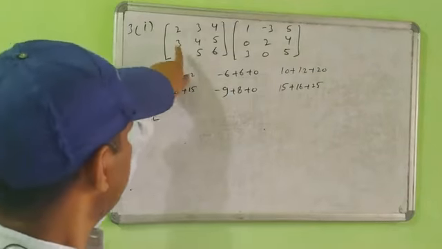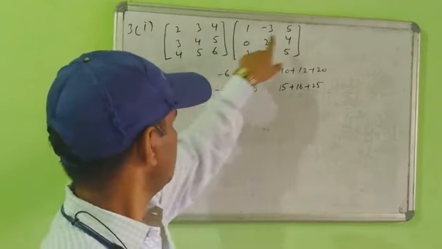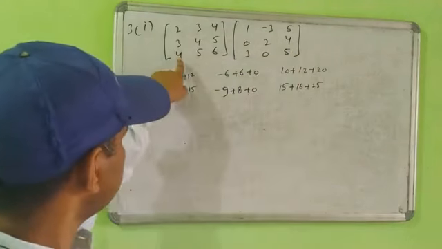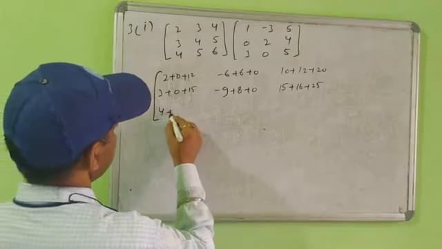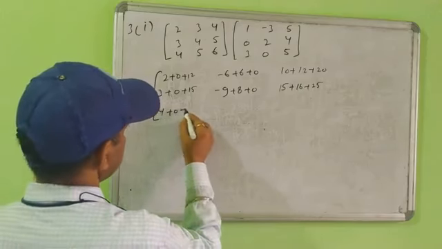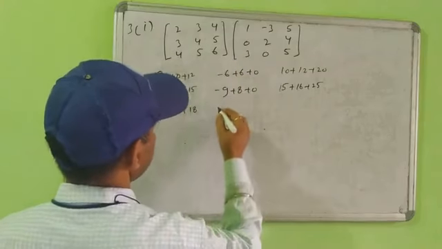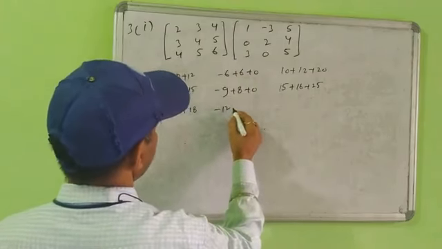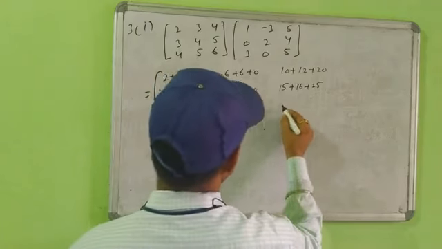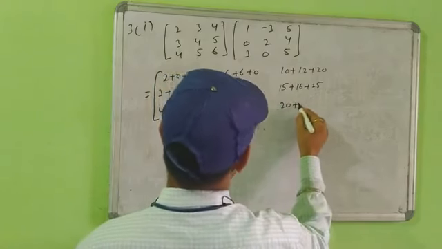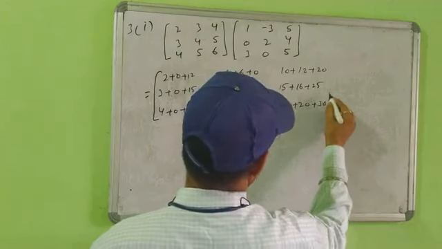Next multiplication, second row, first column, second row, third column. After that, last is third row, first column: 4 is 4 plus 0 and 6 is 18. Third row, second column: 4 3 is 12 plus 5 2 is 10 plus 0. Next, 5 4 is 20 plus 4 5 is 20 and plus 6 5 is 30.